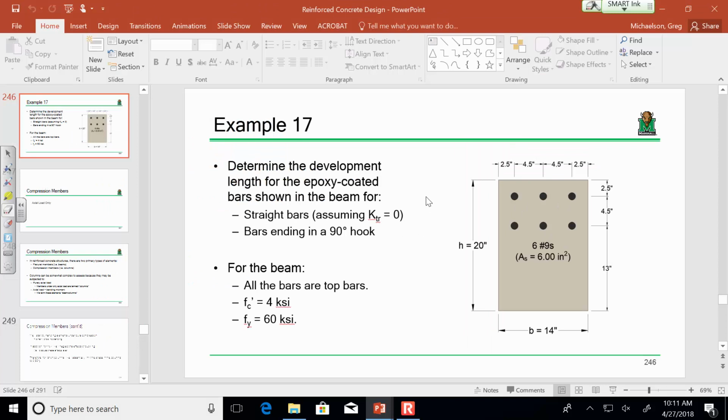Because for 90-degree hooks, when you're yanking them, they can do that. You see what I mean? So you kind of need enough of a buffer back here.